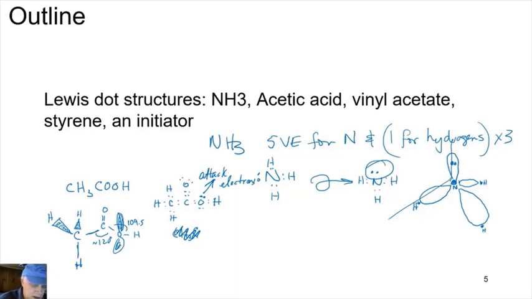Vinyl acetate. We'll do one more. Vinyl acetate is an acetic acid. Now it would be OH if it was acetic acid. It's going to be O something else. It's going to be OCH, CH2. Okay?